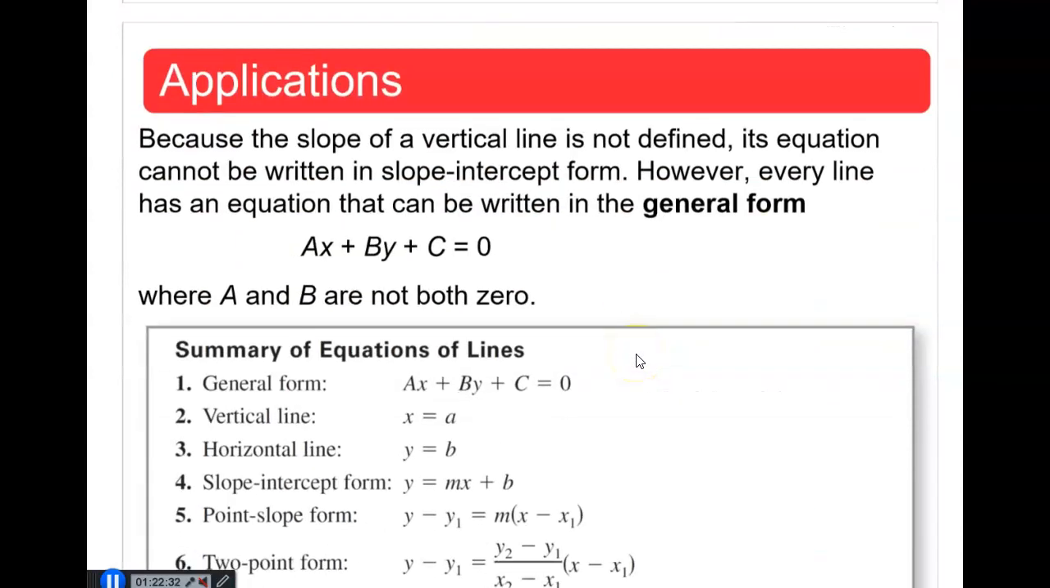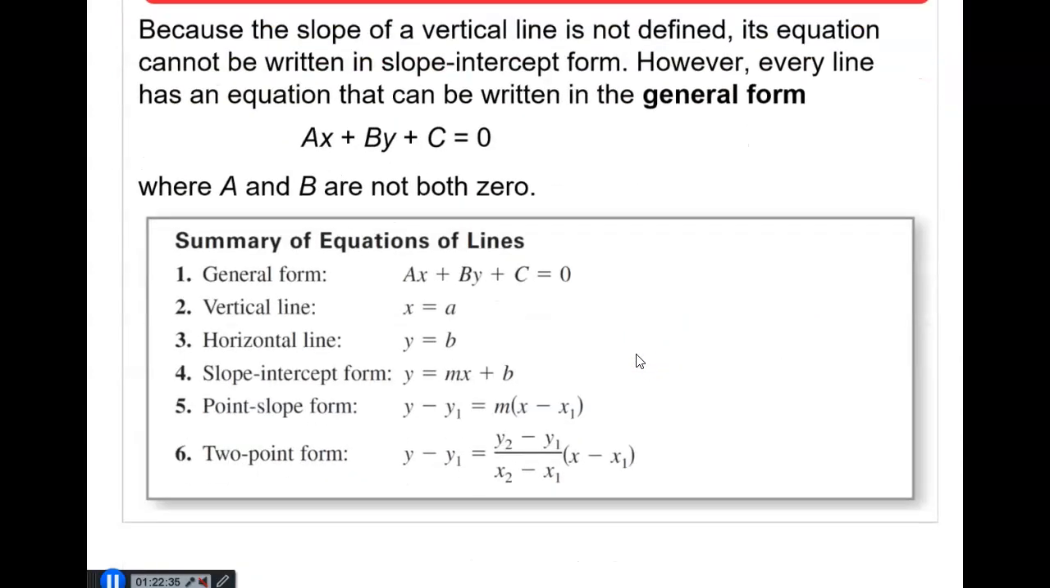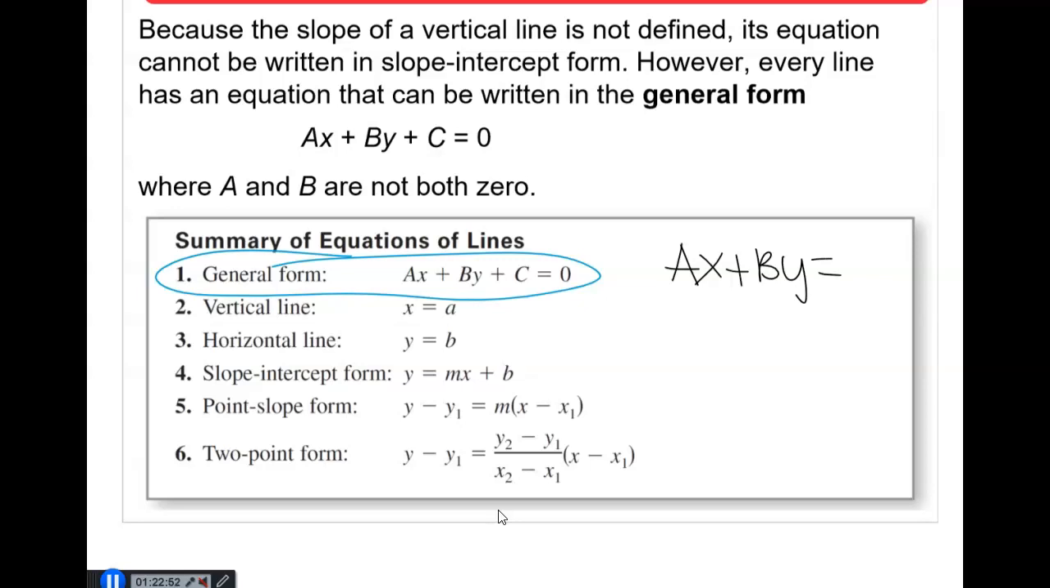And here the last slide is just a summary of all the equations that we looked at. Very good to keep handy while you're doing your homework. And remember the one that looked similar, but it was actually this way: Ax plus By equals C. And this is what we call the standard form of the linear equation. The one that has the constant with the x and the y, that one is called general form. So they're almost identical, but not quite.